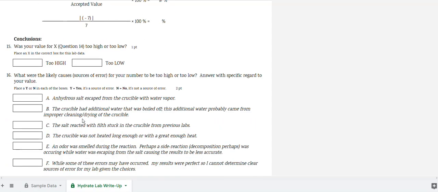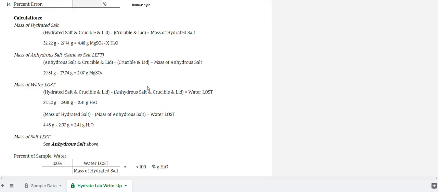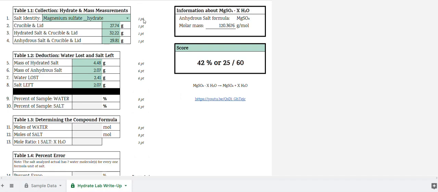If we scroll down, we could go ahead and put an X into either one of these and see if it's too high or too low. We could also fill in a Y on each of these, and we should go ahead and read through them. Remember to follow your instructor's instructions when completing this. Realize that these point values might differ, and off to the side here is the reaction that's going on where we're dehydrating a hydrated salt. If you want to see it in action, go ahead and watch the YouTube video that's connected.